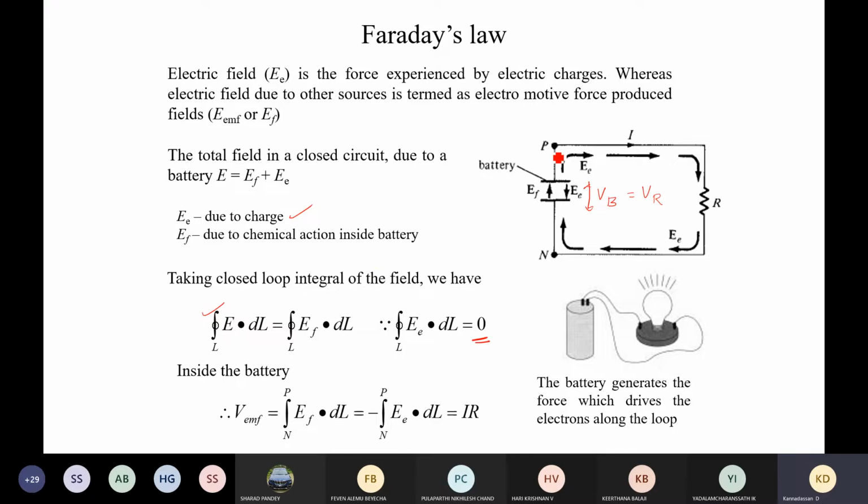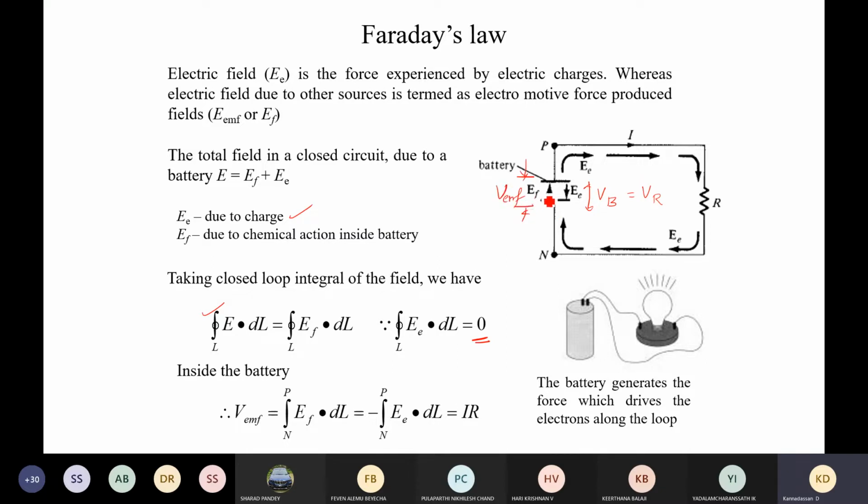But what about the electromotive force which is created? The electromotive force is exactly perpendicular to the electric field which is induced by the electrons, and this is not going to flow through this circuit. Rather, it will be staying within the battery itself. Since it is staying within the battery, it is not going to have any closed loop. Therefore, this value will always be equal to the voltage drop across itself, which we call VEMF.